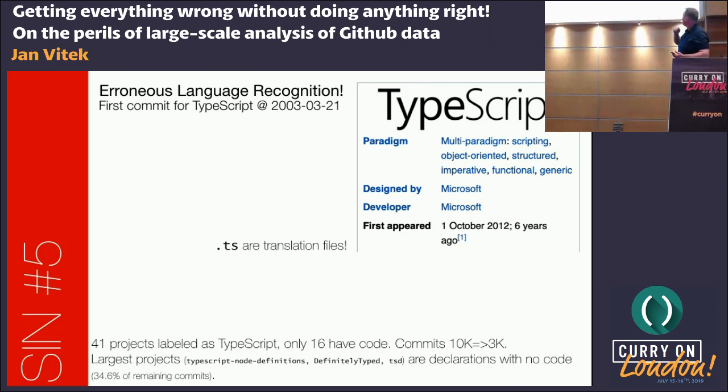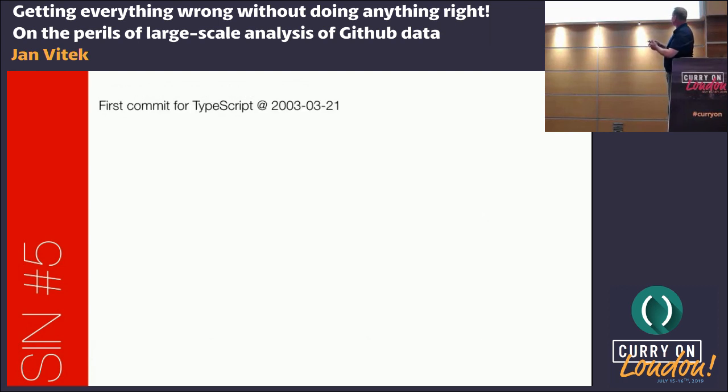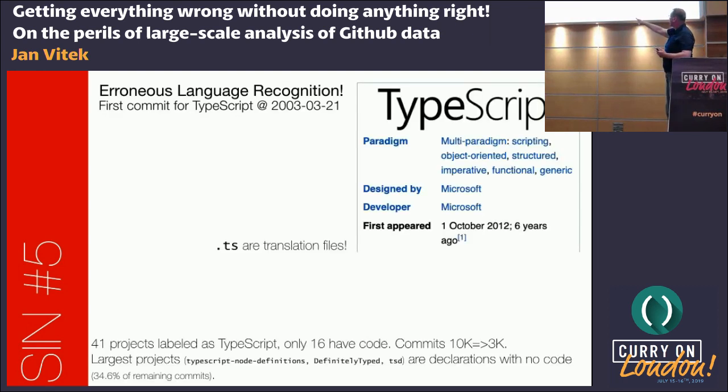Actually, how did they tell that a file is TypeScript? Well, they told it because it had a .ts extension. What else has a .ts extension? It's a translation file. Translation files are used in multilingual software. Usually translation files are not buggy. This is why TypeScript appears all the way at the top of the best languages, because most of its data was not code. And when we remove the translation files, the largest projects that remain are 3 projects that contain only type definitions. So again, no code. So the whole TypeScript data set is useless.